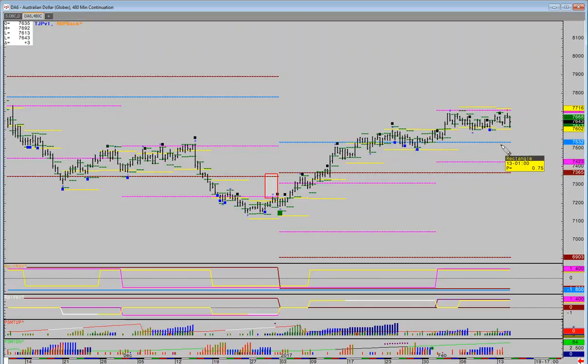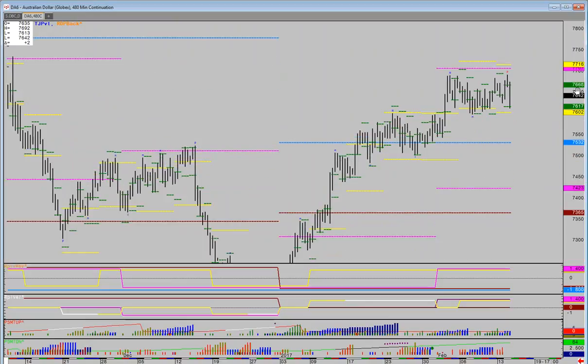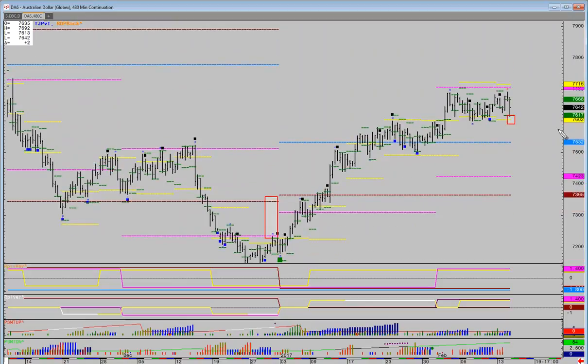Really a good confirmation at the moment will be a close under this weekly pivot at 76.02 at the end of the close this week. So I'm watching for that before I start looking to get involved. But there are some signs that Aussie dollar is weakening.